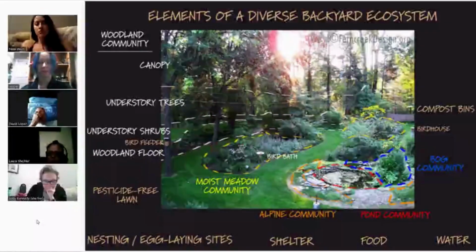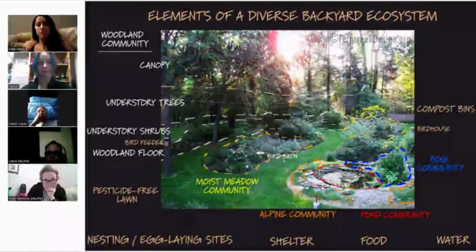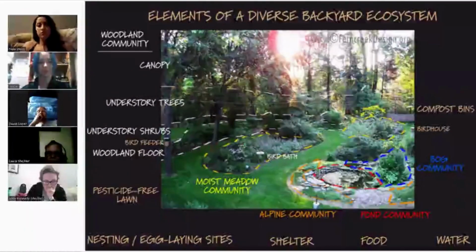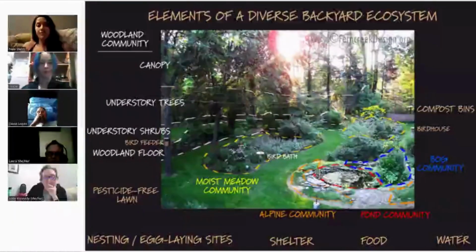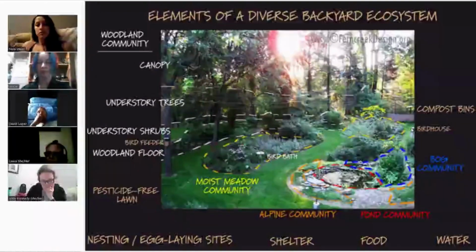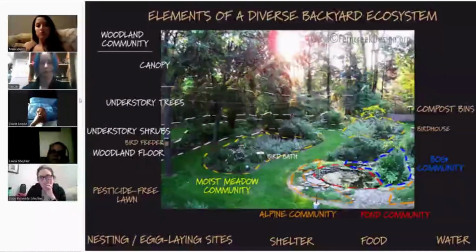And what we're seeing are producers, consumers, decomposers. Look, we got this bird bath here, we got a moist meadow community, an alpine drier community right here. Look at this pond community and that ecotone around it, that bog community. We have compost bins for our decomposers, a birdhouse, inviting in those, it could be herbivore, it could also be an omnivore, understory trees and a canopy. Here's a forest, understory shrubs, bird feeder, woodland floor, nesting egg laying sites, shelter, food, and water.